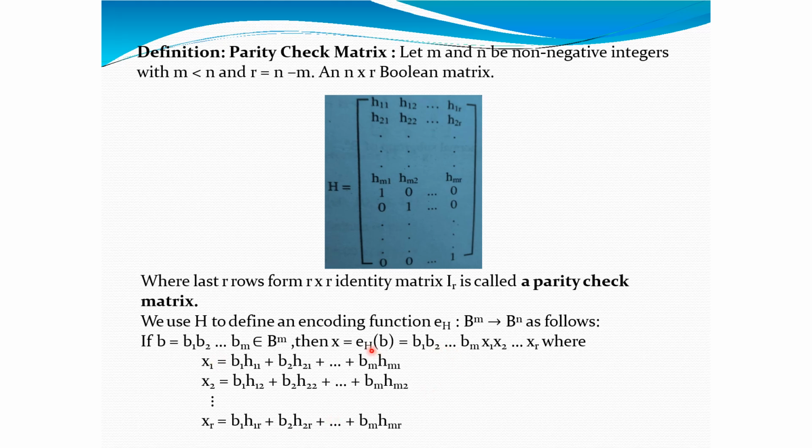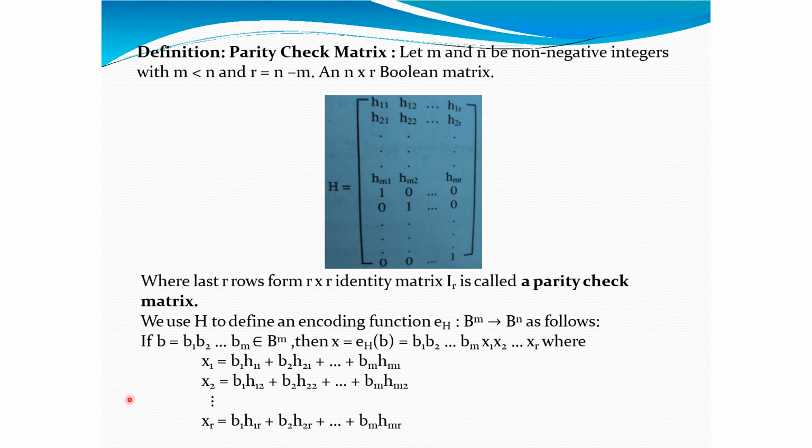Now r plus m is n. So the element EH of b equal to x is an n tuple. So it is an element of Bn. Now see how to calculate x1, x2, xr. So x1 is equal to b1 H11 plus b2 H21 plus and so on bm Hm1, which is actually the row b1 b2 bm multiplied by first column of this matrix.